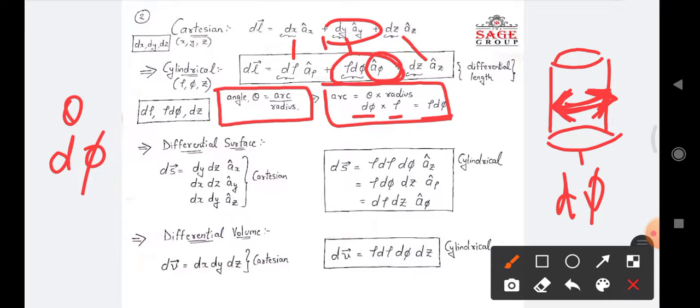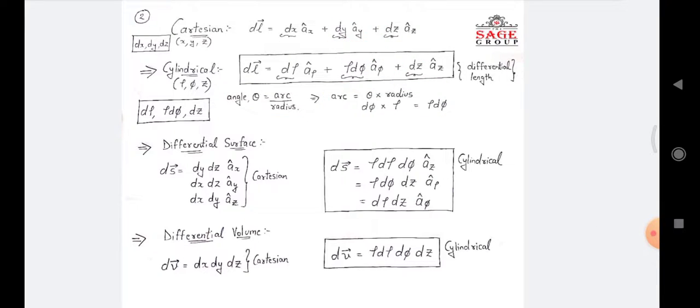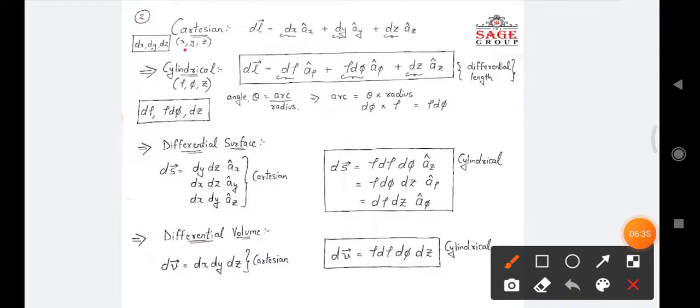Okay, now the second most important thing I am telling you is, for the Cartesian coordinate system our parameters are x, y, z, and in differential format they will be written as dx, dy, dz. Okay, you all understand. Now in the cylindrical coordinate system our parameters are rho, phi, z, but in differential format our parameters will be d rho, rho d phi and dz.